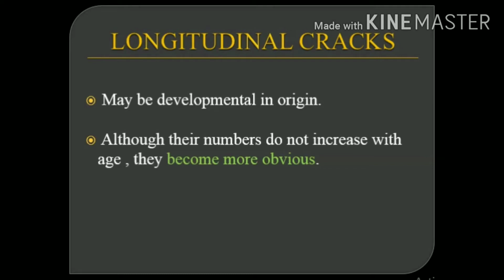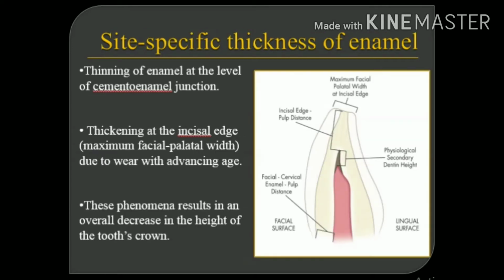Now, if we talk of site specific thickness of enamel, where the enamel is thick, thinning of the enamel at the level of the cemento-enamel junction, we know it becomes thinned, and thickening at the incisal edges due to wear with advancing age. Thickened at the incisal edge means maximum facial palatal width if we talk of buccopalatal, and these phenomena are going to result in decrease in height of the tooth's crown. So this is how there is site specific thickness.